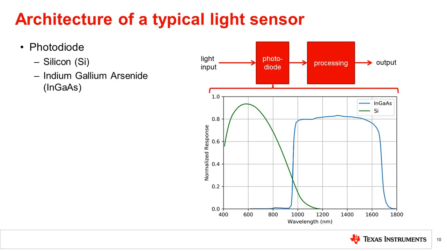The most common photodiode types are silicon and indium gallium arsenide, abbreviated InGaAs. The characteristic spectral response of each is shown. We can see silicon photodiodes are sensitive over the visible, IR, and UV wavelengths. InGaAs photodiodes are sensitive to a much larger area of the IR region.